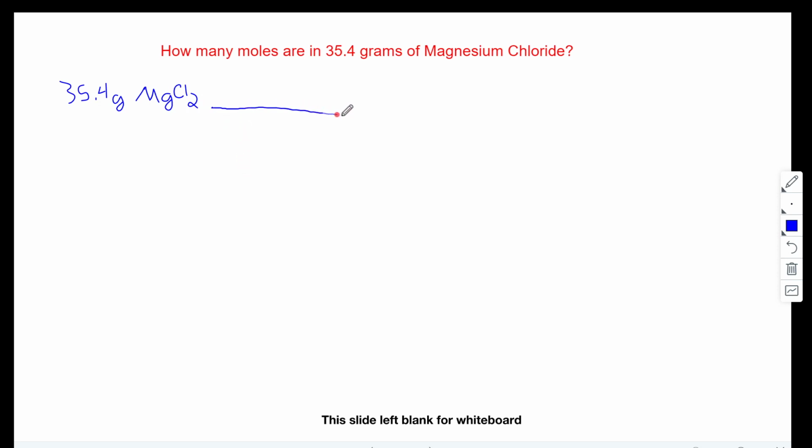From here, we're going to go ahead and draw our line. We're going to say, okay, we want moles. Moles will go on top. And then grams will go on the bottom because that's the unit that we start with. The number 1 will almost always go with moles. And then we're going to solve for the molar mass now, okay? So magnesium, we have 1 of them. Chlorine, we have 2 of them.